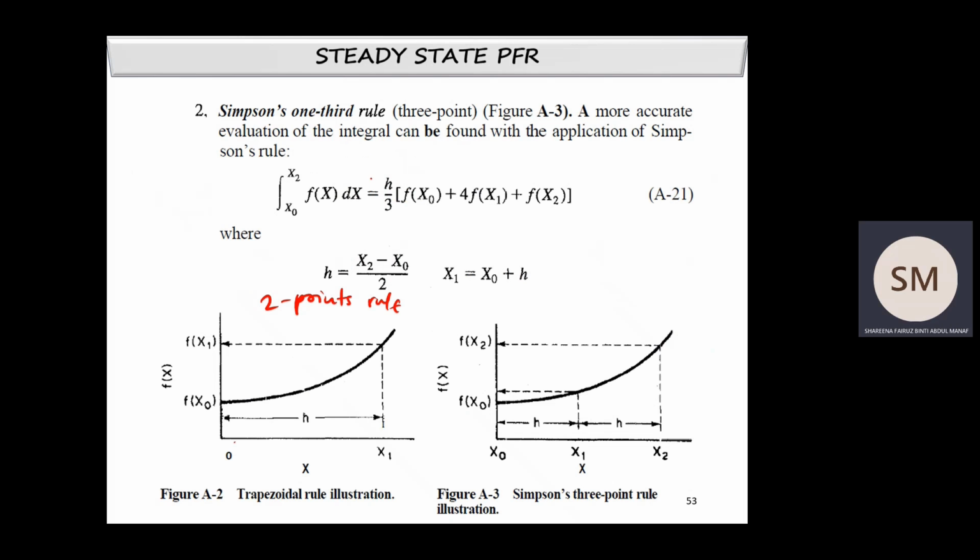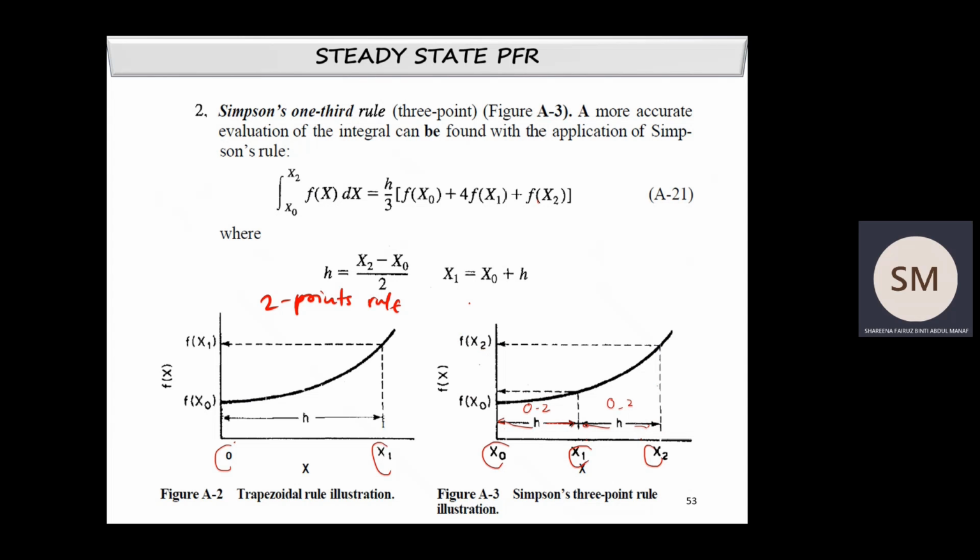And this is the Simpson's 1/3 rule for 3 points, which is h over 3 times fx0 plus 4 fx1 plus fx2. So h is x2 minus x0. You can see the points here: for trapezoidal it is x0 to x1, but for the Simpson 3-point rule, you have x0, x1, and x2. So the gap h should be the same for x0 to x1 and x1 to x2. Let's say this is 0.2, so this one should be 0.2 also. So x1 will have the function of fx1, and x2 will have the function of fx2.